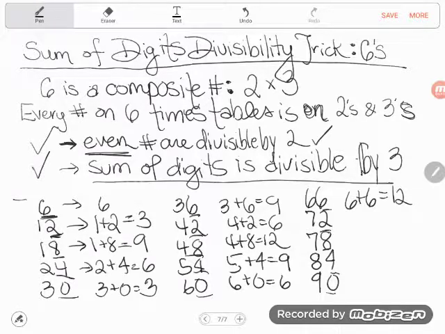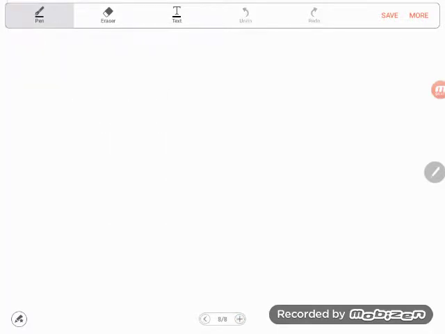So the sum of digits of something on the 6 times tables will be divisible by 3, plus it'll be an even number. We need it to pass 2 tests. So let's go and take a look.